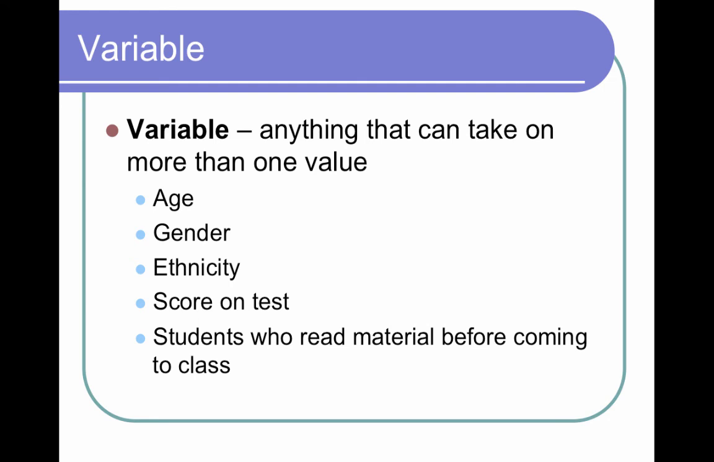These are some examples of different types of variables that can take on different values. So age, that's a number, and you can see that that can easily be a specific number, your specific age. Gender is also a variable. We don't typically look at that as a number, but in research we have to assign it a number typically to manipulate that data. Ethnicity is the same way. Score on a test, that's a number, also a variable. And then the students who read material or listen to this lecture before coming to class, that could be a variable.